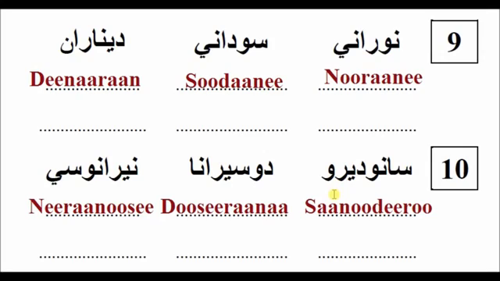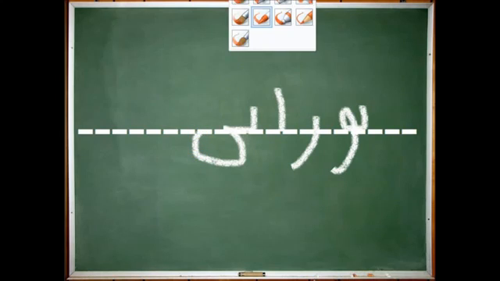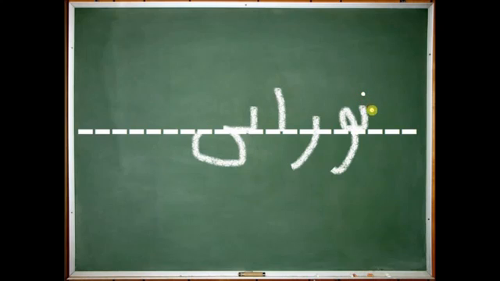The first word of the ninth row said Nurani. Nurani. Okay, written. The noon followed by the wow, followed by the ra, even though they're not connecting because wow is not a connector, followed by the alif, followed by the noon connecting to the ya at the end of the word. We go back and put in our dots. Nur, ni. Nurani.